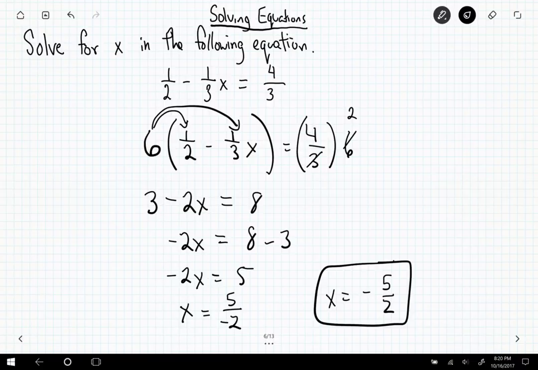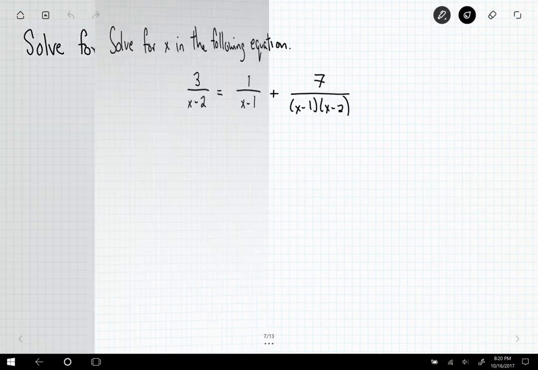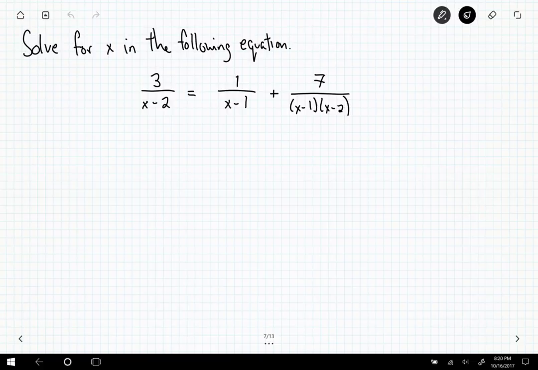Okay. Moving forward from here, let's solve another equation. So solve for x in the following equation. You have 3 over x minus 2 equals 1 divided by x minus 1 plus 7 divided by the quantity x minus 1 times the quantity x minus 2. All that's appearing in the denominator right there.